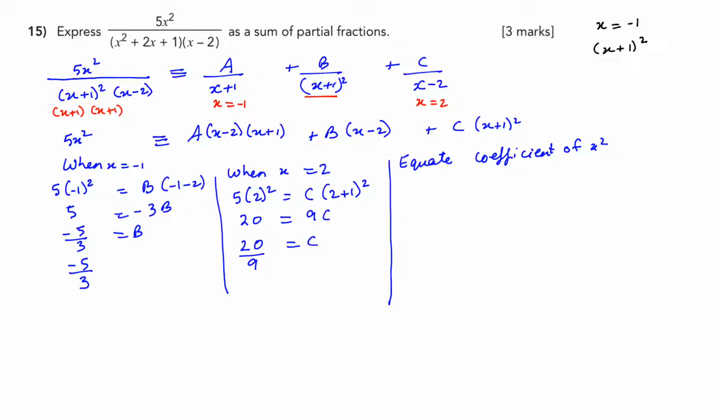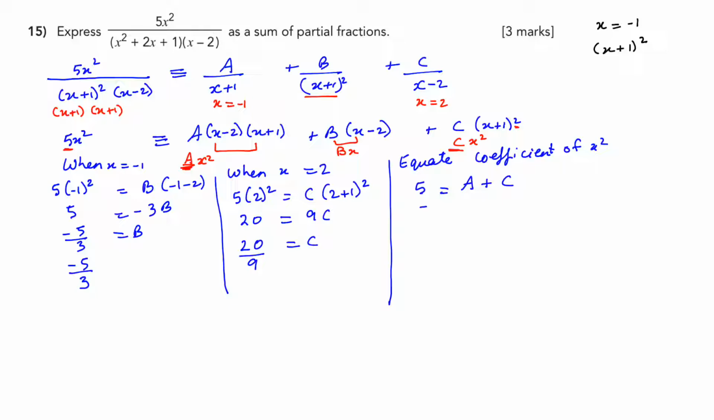We can see the coefficient of x square here is 5. So 5 is equal to, x multiplied by x is x square, so you will get A x square. B multiplied by x is Bx. And as this is a square, when you do x plus 1 multiplied by x plus 1, you will get x square. So the coefficient of x square is A plus C.